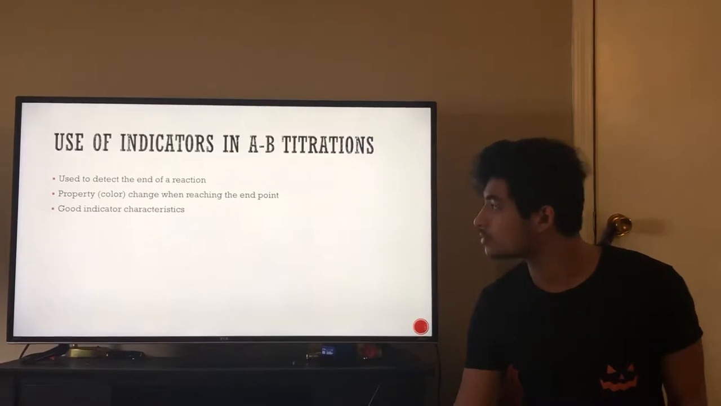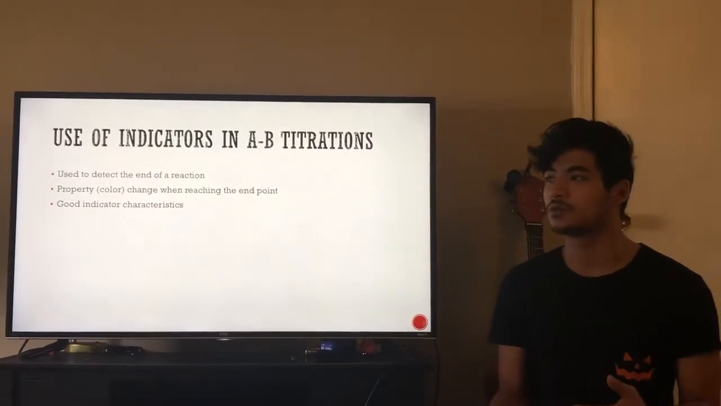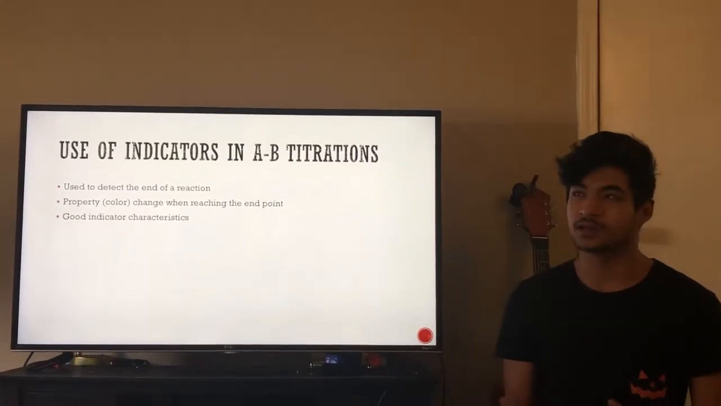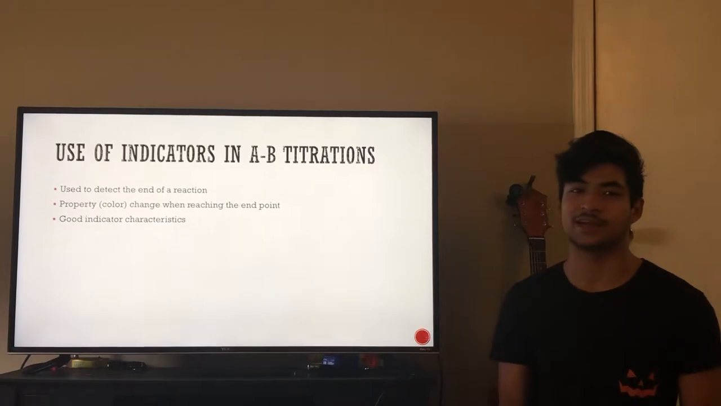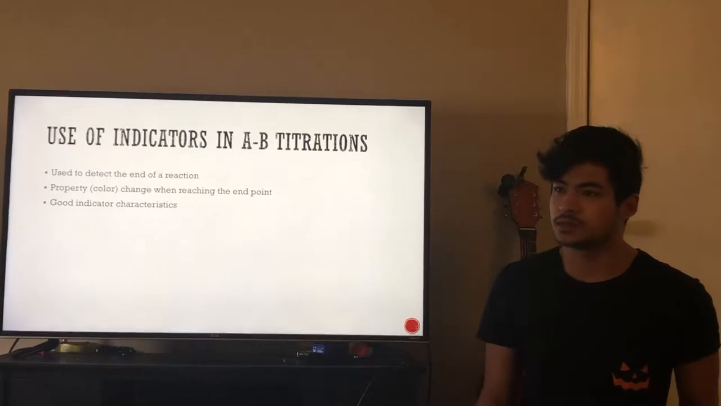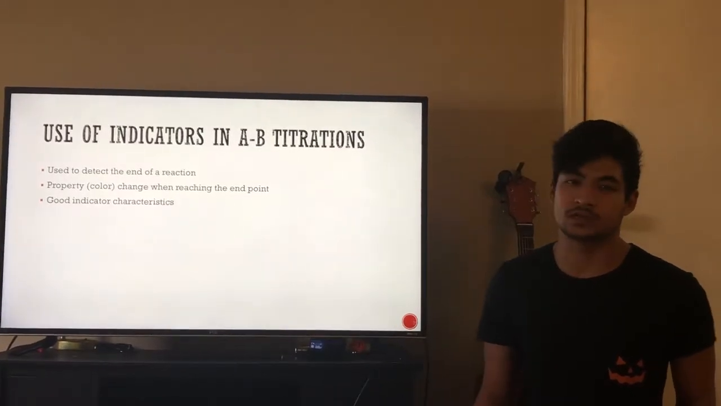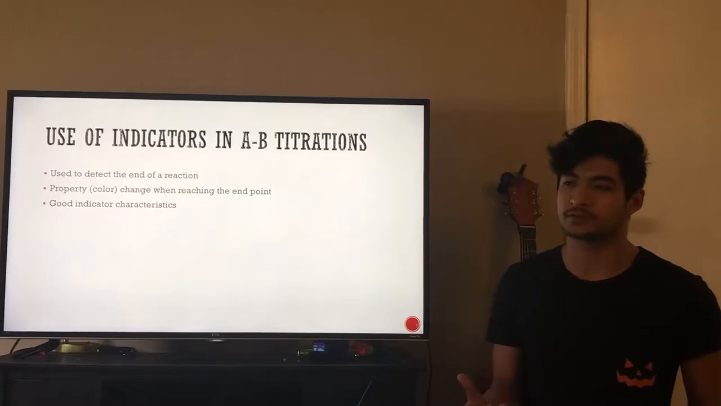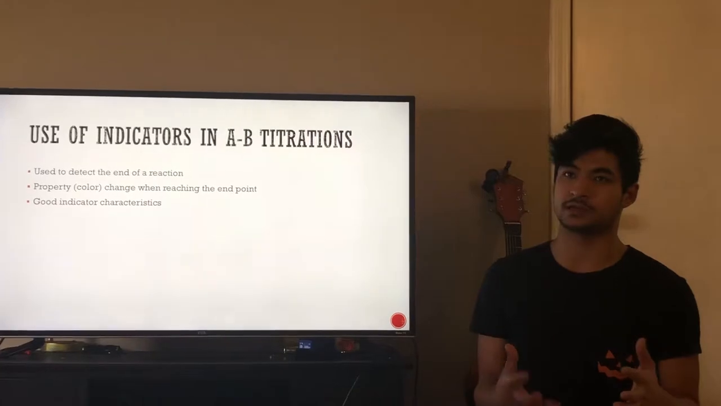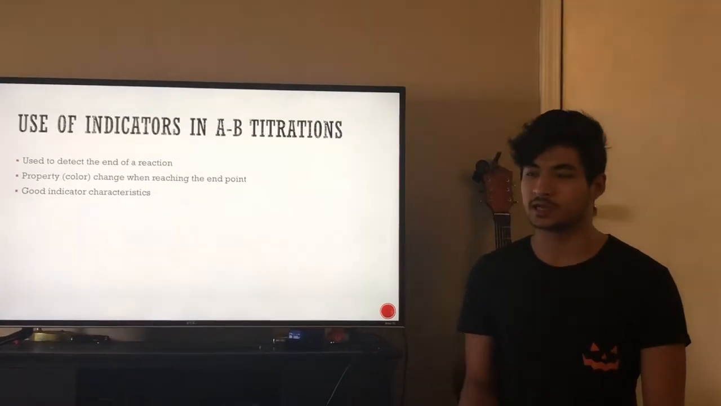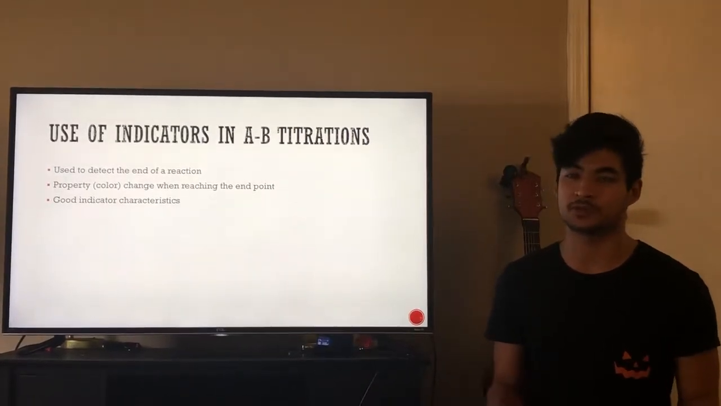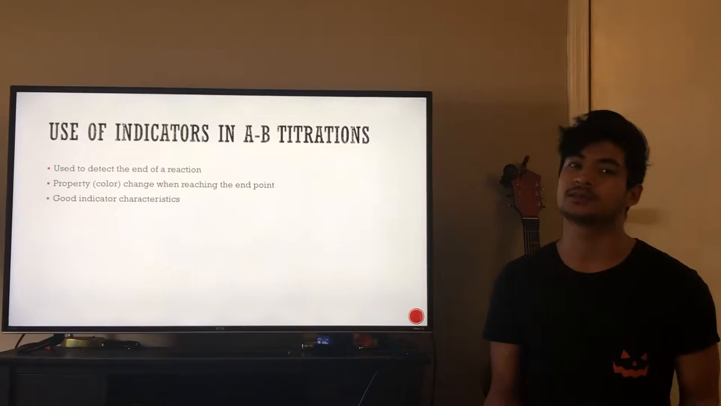Furthermore, for us to know when the reaction has ended, we need an indicator. An indicator is something which is used to detect the endpoint, also known as the equivalence point. It often occurs that we need indicators which have a strong change of property. That's a characteristic of them. Like when you put in an indicator, when the reaction has ended or we've reached the equivalence point, that's when the indicator is expected to change color.